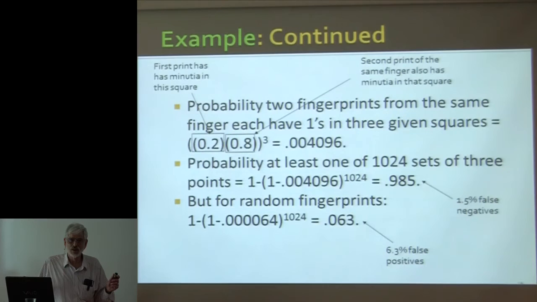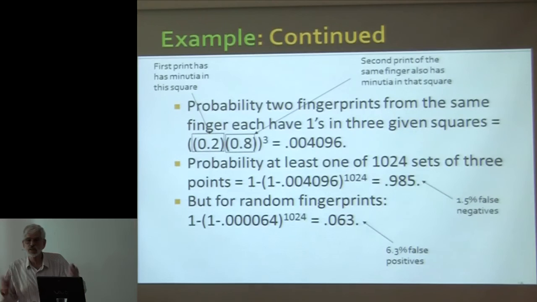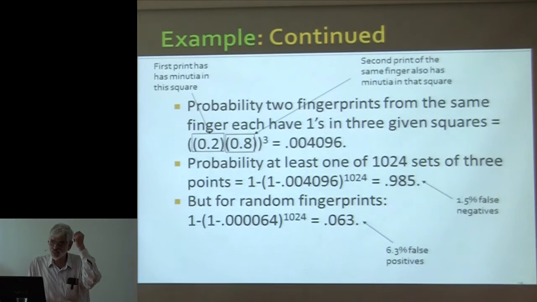So you probably need to use many more. You want to raise this 1024 to be a much higher number. But of course, the more you raise it, the more false negatives you get. Okay, so that sort of suggests you want to make sets of more than 3 positions. I'm not going to go into this, but this is the general direction in which you want to head.